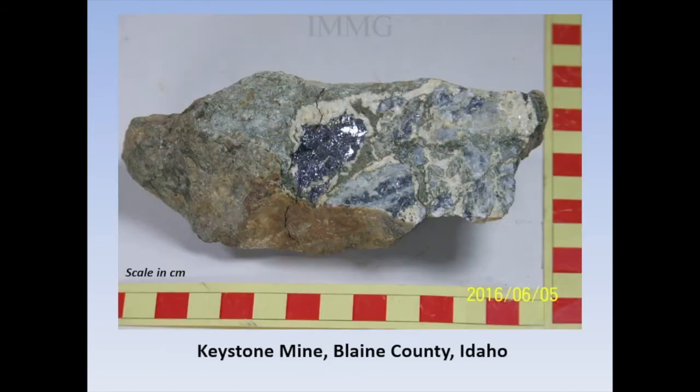Here's an example of one of those veins from Blaine County. The galena is that spot in the center of the specimen that looks very metallic, and you can also see other smaller occurrences of it scattered throughout the sample. The white material that appears in the sample is probably quartz.